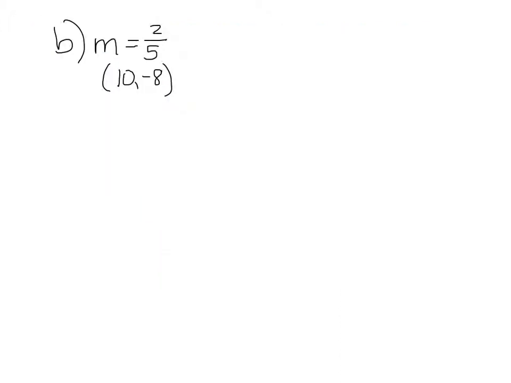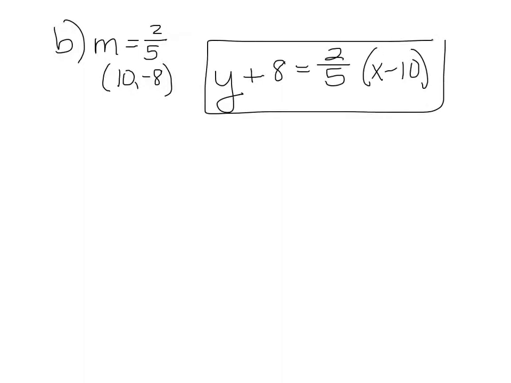Now, m equals 2/5, and my point is 10, -8. Pause the video, do this one yourself. If you did it correctly, you'd have y minus -8, which turns into y plus 8, equals slope 2/5 times x minus 10. And there's my answer.